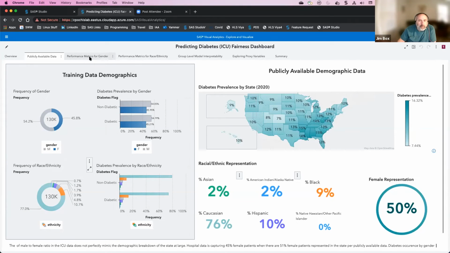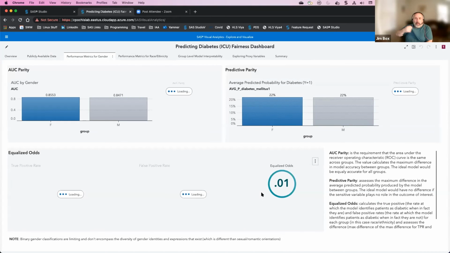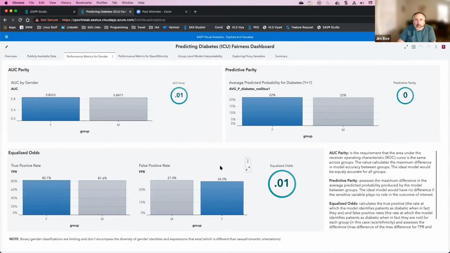So one of the things that we can do, and I don't know how much training you have on some of these things, is look at how the model performs on these different groups. We'll do an AUC parity, where AUC is the area under the curve. What you're hoping is that the area under the curve for the predictions is about the same for men and women. And in this case, it kind of was. This number, we want it as close to 0 as possible. It's pretty close to 0.